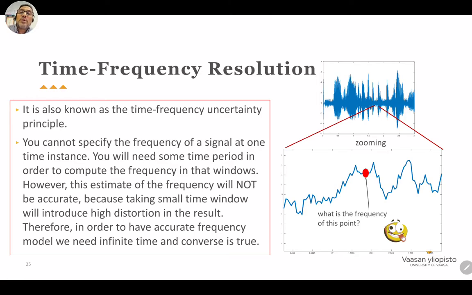Okay, time-frequency resolution, also known as the time-frequency uncertainty principle. It is quite similar to what is known as the uncertainty principle in quantum mechanics, where it says that it is not possible to find both the momentum and the location of a very small particle, like an electron, at the same time with very high accuracy. So there is a limitation about this. It is quite similar here: frequency and time also have similar behavior.